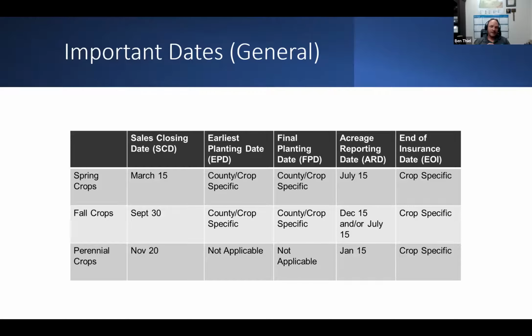Then you've got some final planting dates. That's when the crop has to be planted by. And then you have the acreage reporting dates. On fall crops, like wheat, you have the ability to choose what's called the winter coverage endorsement. That's covering damage that occurs in the winter. If you take that endorsement, then you have to report your planted acreage by December 15th. If you don't take the endorsement, you report all your acreage by July 15th for the fall and spring. And then for perennial crops, just note the dates there. They're a little bit different. So you've got November 20th as a sign up for perennial crops.